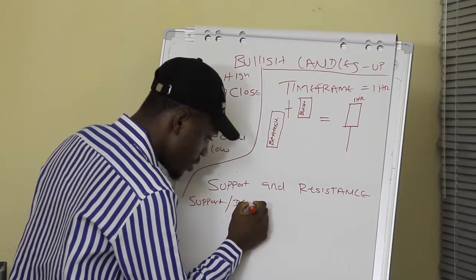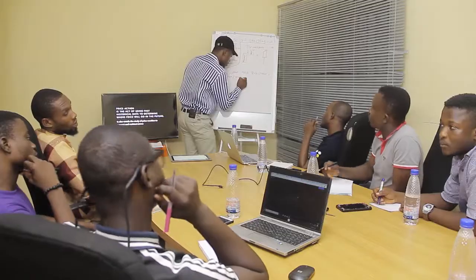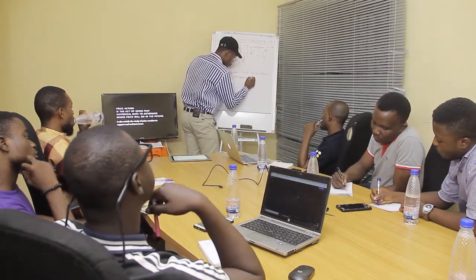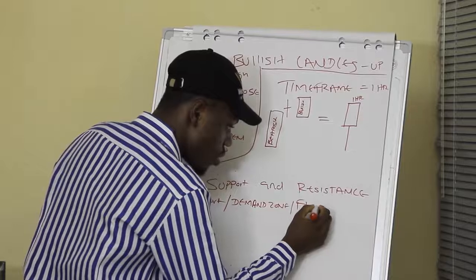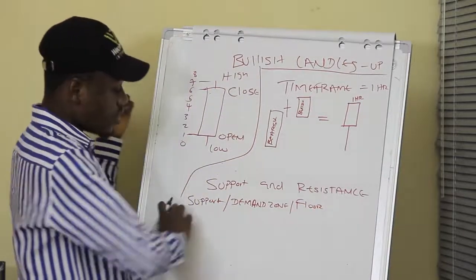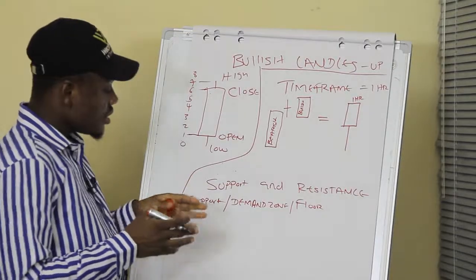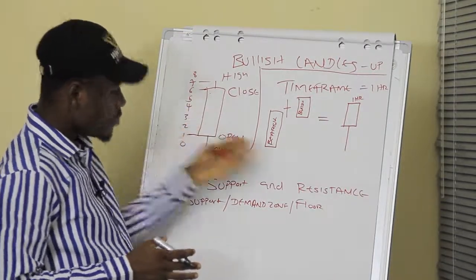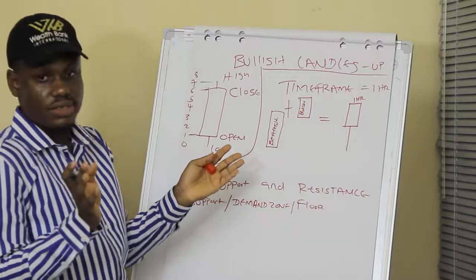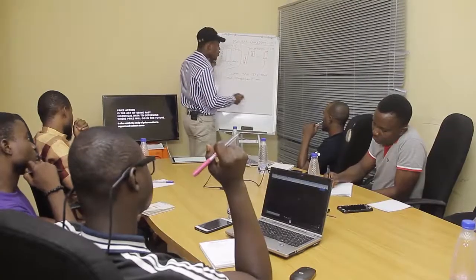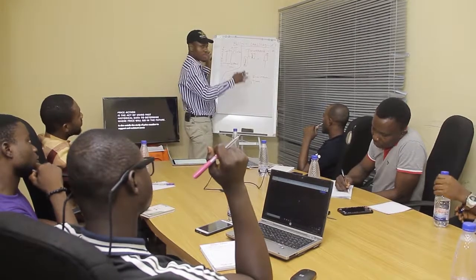It's like a floor and all of that. Demand zone, floor. These are other names for a support zone, and they are not just called demand zone for no reason. They are not just called floor for no reason. Let me explain why they are called demand zones and why they are called floor.